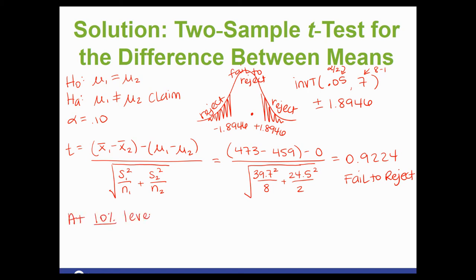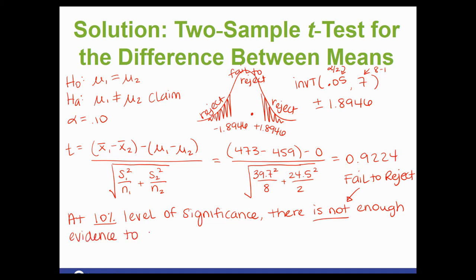At a 10% level of significance, that's always coming from your level of significance from the beginning. So it doesn't matter if it's 1 or 2 tails, you use the whole thing. There is not, it's coming from our decision, fail to reject, enough evidence to support the claim. Support is coming from the fact that our claim is our HA. If our claim was H0, we would have used the word reject. The claim that, and I like to put the dots there.